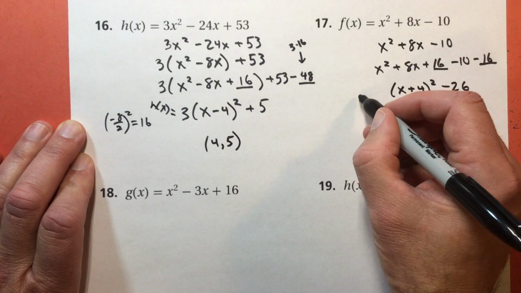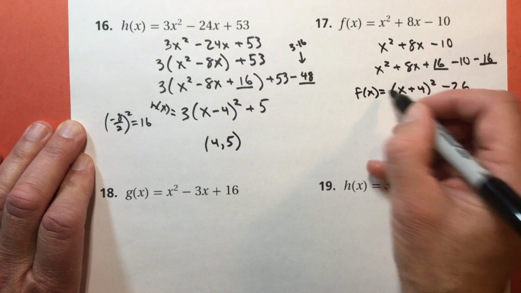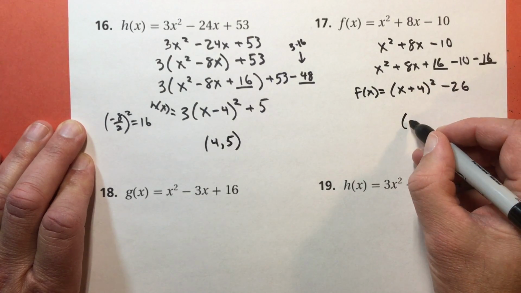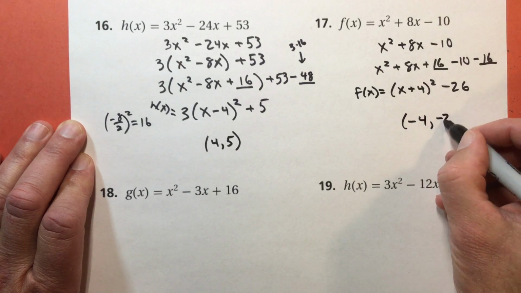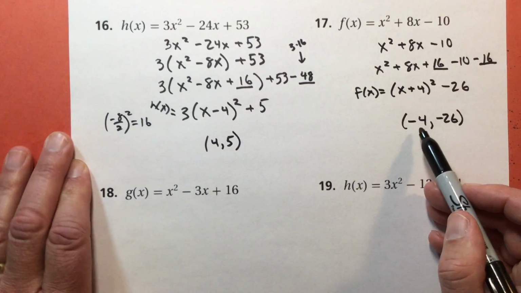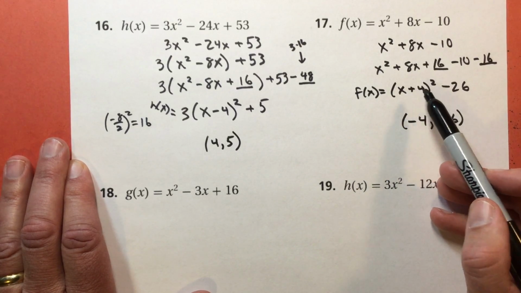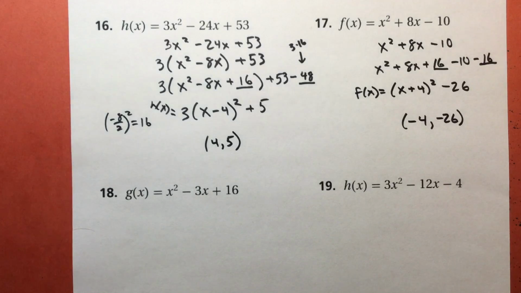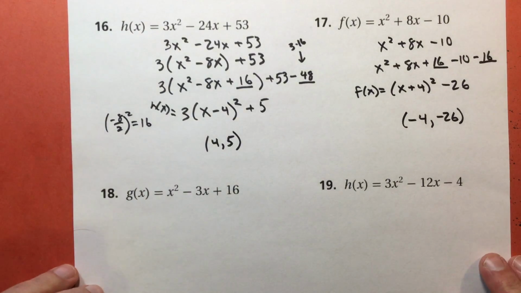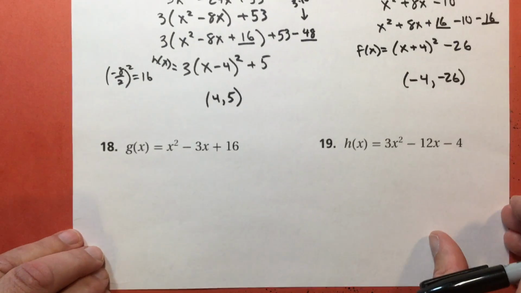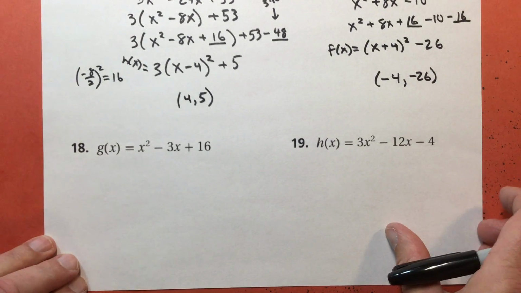I've got to remember what the names of them are. This is still f of x. And my vertex is negative 4, negative 26. Why again is it negative 4? Because it's x subtract h. Subtracting negative 4 looks like plus 4. Move this up so you can see it.